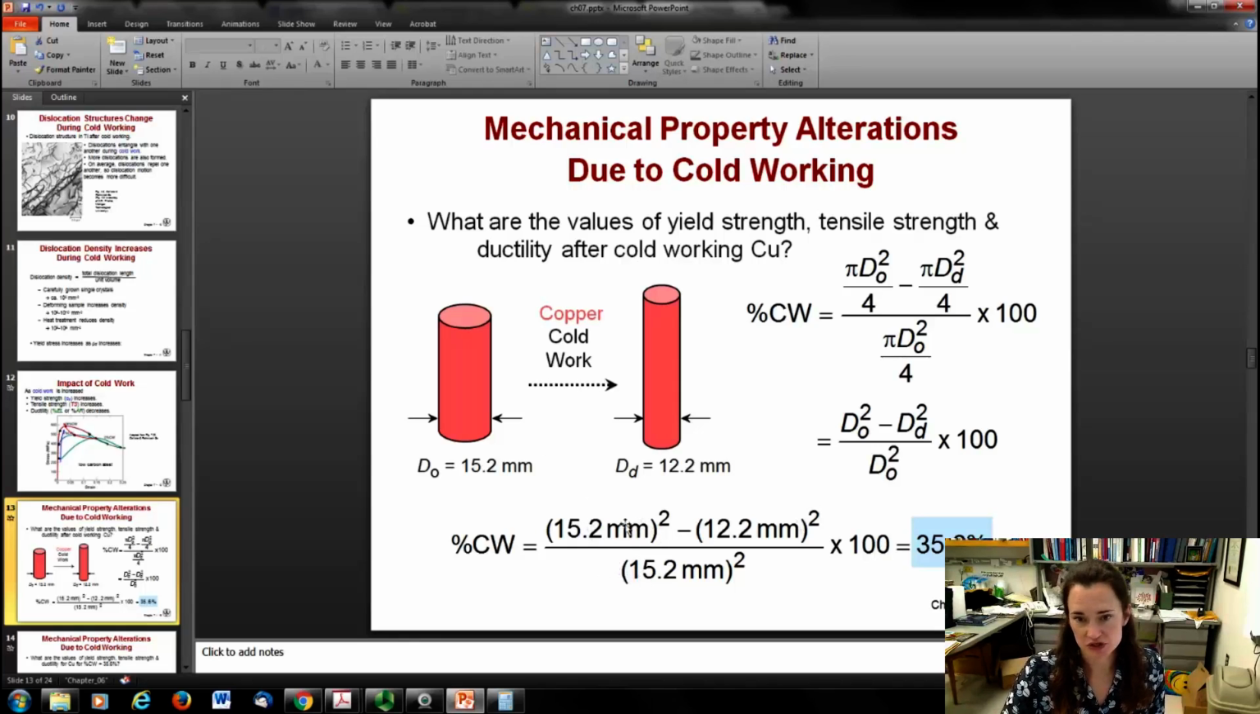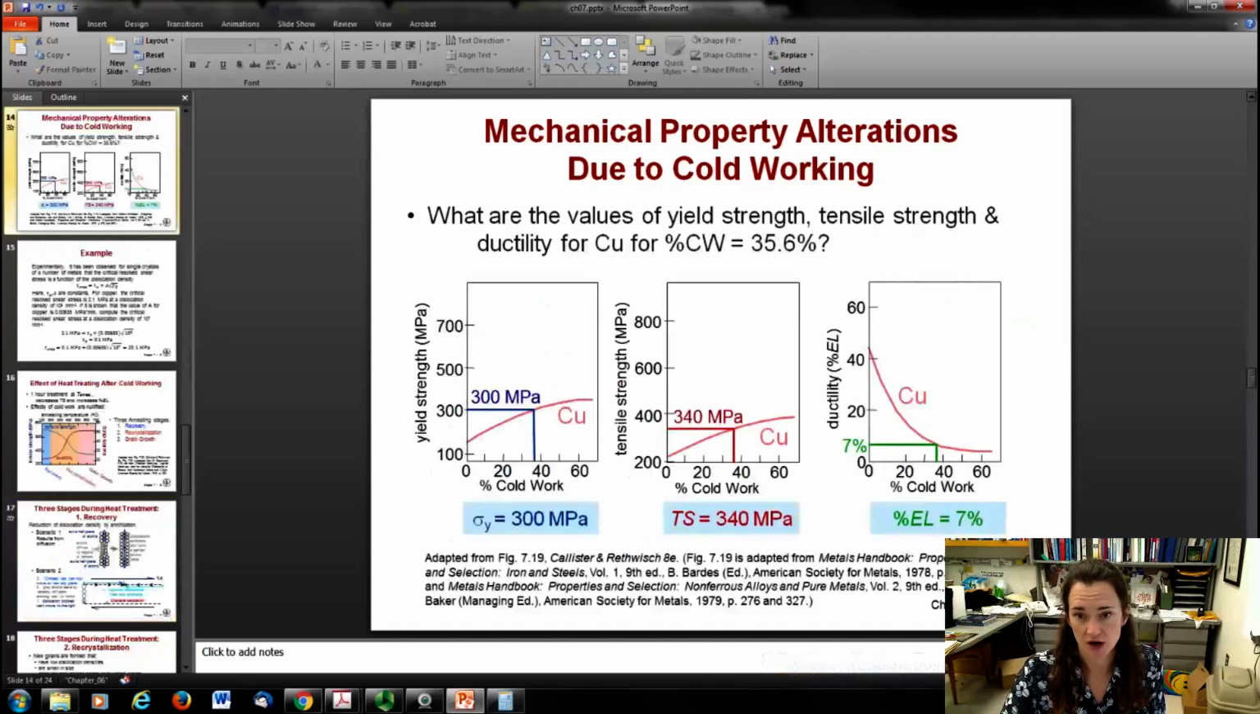So 15.2 squared minus 12.2 squared over 12.2 squared will give you a percentage of cold work of 35.6% cold work. So this material has gone through 35.6% cold work. Now if you look at this plot for copper, it shows you the impact on the yield strength, tensile strength, and ductility for various percent cold works.